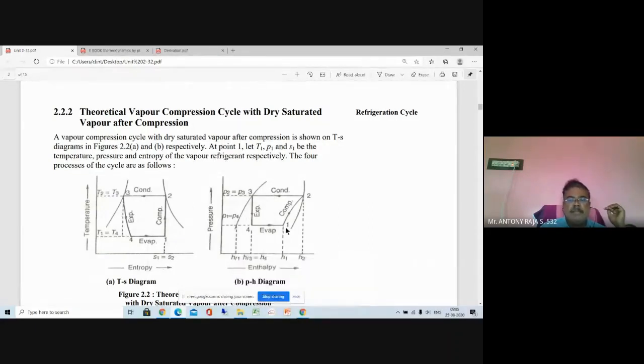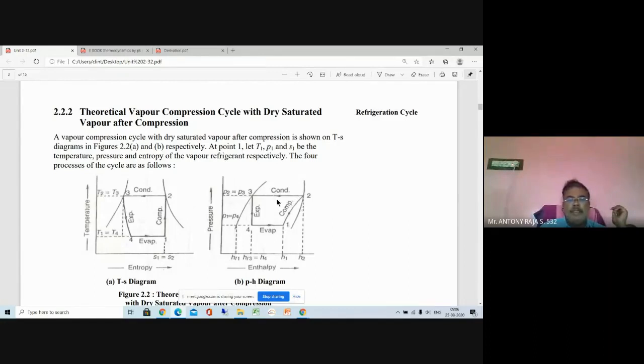What is the condition here? Here you see that this is a saturated liquid line and this is a saturated vapor line. So point number 1 is in between the saturated liquid and saturated vapor lines, but it is close to the saturated vapor line. So point number 1 is in the wet region. Wet region means it contains liquid plus vapor. Therefore, it is called wet vapor. But point number 1 is close to the vapor line.